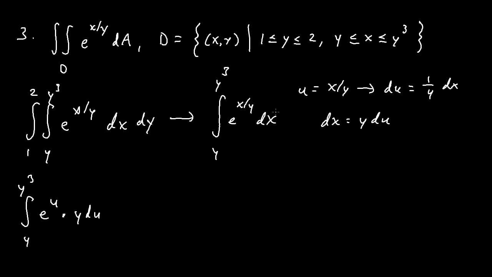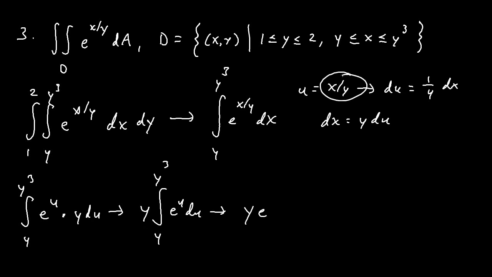Now remember, in this case we're integrating with respect to x, so y is just a constant. If that's a constant, I can take that outside of the integral, so we get y times the integral from y to y cubed of e to the u du. Now the integral of e to the u is just e to the u. We do have a y as a constant outside.